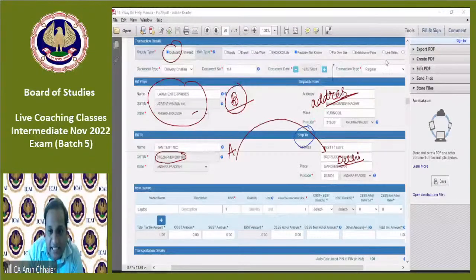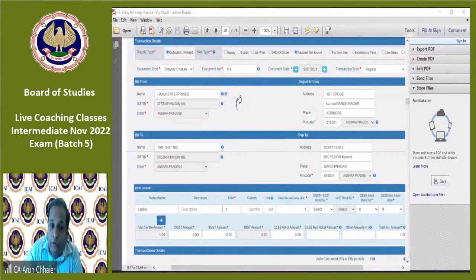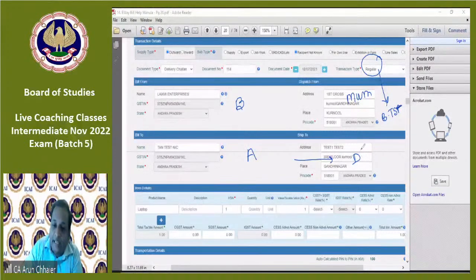So in the transaction type, you need to change from regular to bill to ship to model. If you select bill to ship to, this will allow you to edit. For B, the Mumbai address will come. Once you enter A, automatically the Delhi address will come, but from regular you select the bill to ship to model, and once you select it, you can edit and write the Pune address.